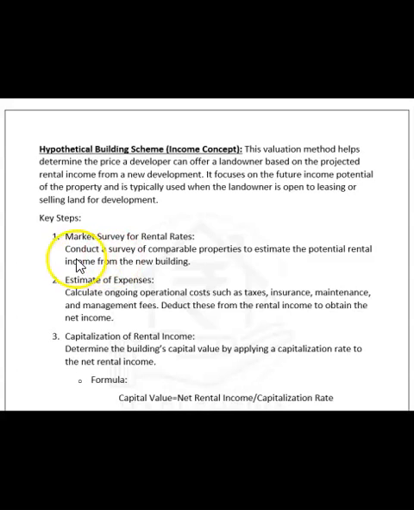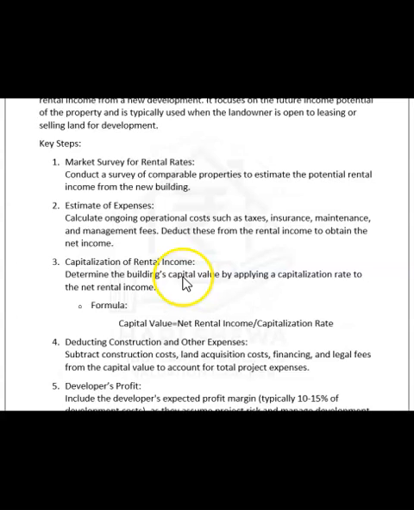Key steps. First, you have to do the market survey for rental rate. Conduct a survey for comparable property to estimate the potential rental income from the new building. Estimate the expenses: calculate ongoing operational costs such as taxes, insurance, maintenance, management fee, and deduct this from the rental income to obtain the net income. Capitalize the rental income as per the income approach formula. We have already learned capital value is equal to net rental income divided by capitalization rate.